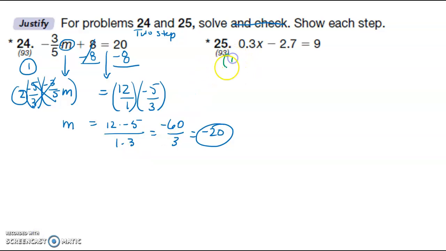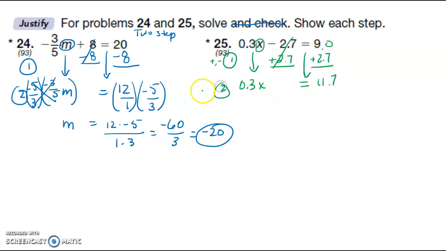Again, this is a two-step problem. The first thing we're going to do is either add or subtract. We're trying to get x by itself, so let's get rid of this 2.7. To get rid of the 2.7, we have to do the opposite. So we have to add it. This goes away. My equals comes down. This is going to be 11.7. And then we're going to multiply or divide.